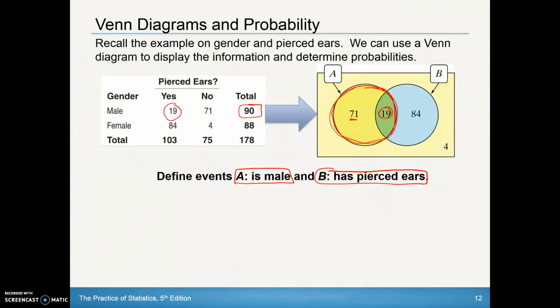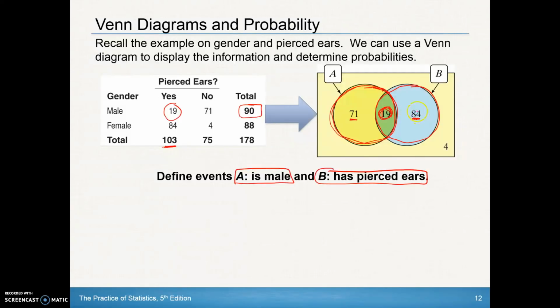Then I can also look at this circle right here, and that's the pierced ears. When I look at pierced ears, there's a total of 103 in that group. Well, I've already accounted for the 19 in that intersection, so 103 minus 19 gives me that 84. And that just goes out in this area that's not part of the intersection.